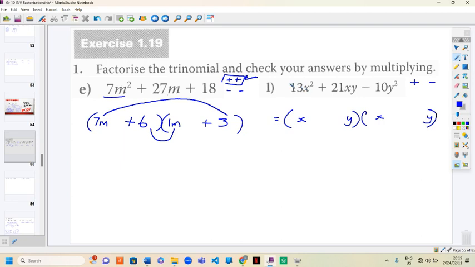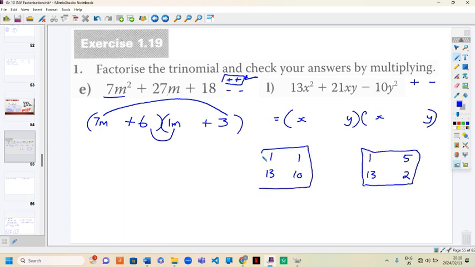Now let's see. What are the factors of 13? We've got 1 and 13. And the factors of 10, one of the factors is 1 and 10. And then I've got another, 1 and 13, because I've got a factor of 5 and 2 that's going to give me 10 there. So there's my one box, and there's my other one.